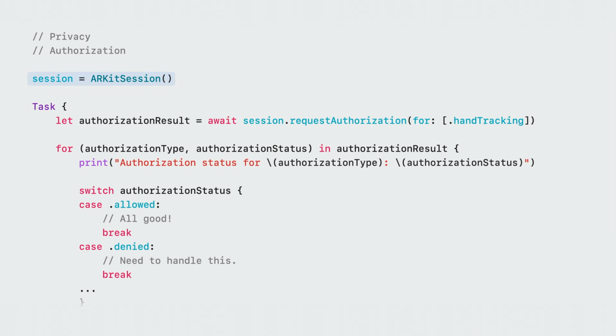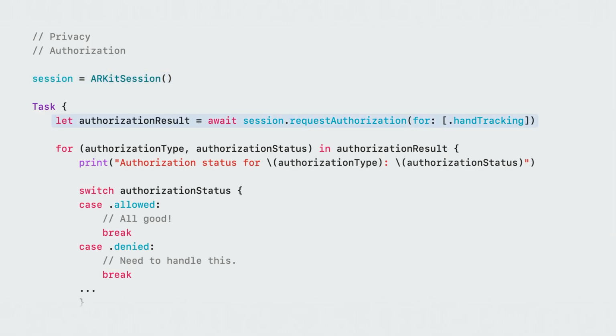Using your session, you can request authorization for the types of data that you would like to access. If you do not do this, ARKit will automatically prompt the person for permission when you run the session, if necessary. Here, we're requesting access to hand tracking data. You can batch all of the authorization types that you need together in a single request.